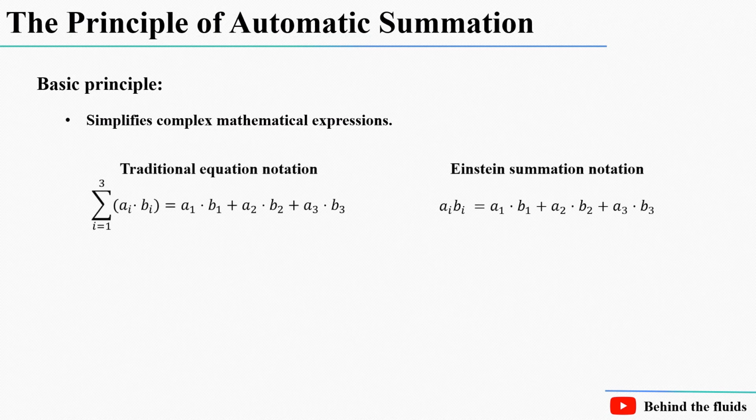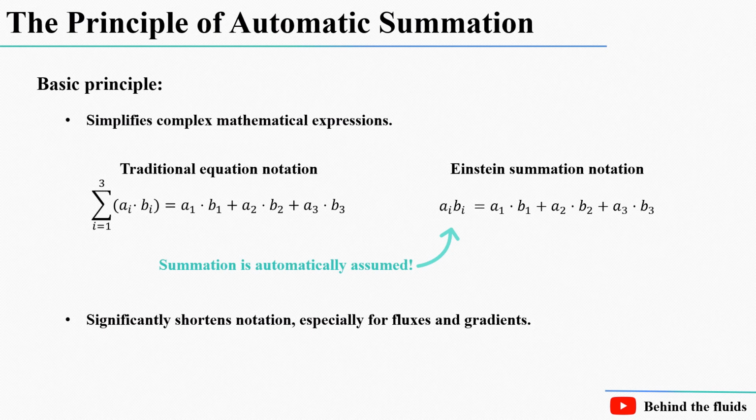Look at this simple example, a_i b_i. This concise notation is equivalent to writing out the full sum over all possible values of i. This becomes incredibly useful when dealing with more complex expressions, saving you a lot of writing and making the equation easier to read.